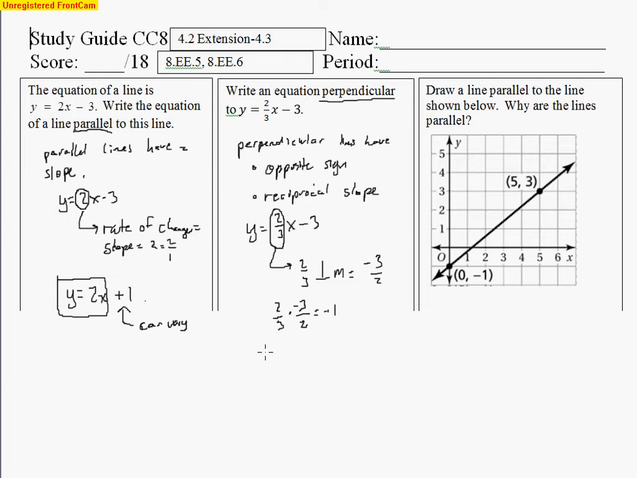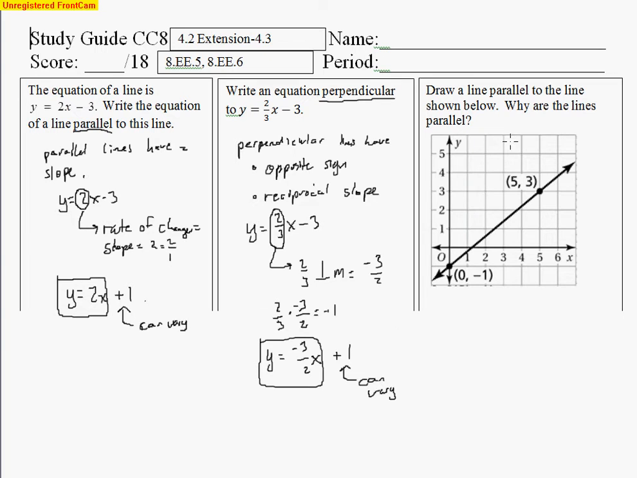So an example would be y equals -3/2 x. So I need this. This is the important part. And then you can add in any extra number, plus 1, plus 2. It doesn't really matter as long as you have this part right here, and that would be the answer. So this number here can vary.